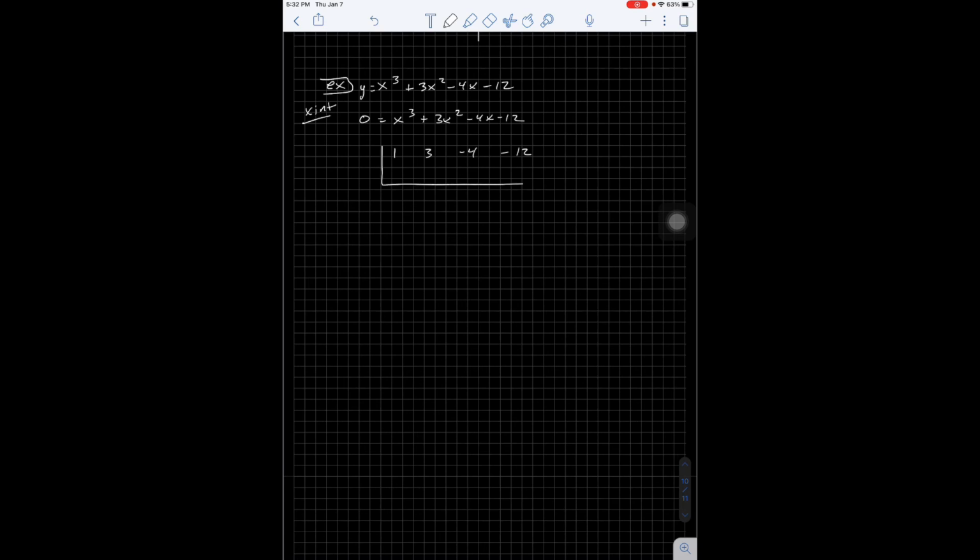Now, what are my options? Divisors of 12 are plus or minus 1, plus or minus 2, plus or minus 3, plus or minus 4. There's a lot of them. There's plus or minus 6, and then there's plus or minus 12. So lots of options. Hopefully one of those smaller numbers works.